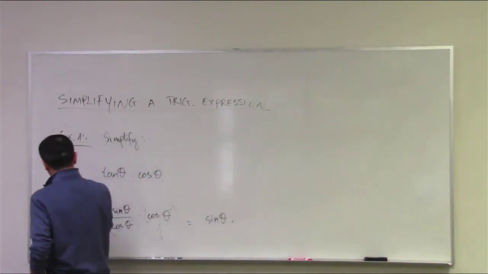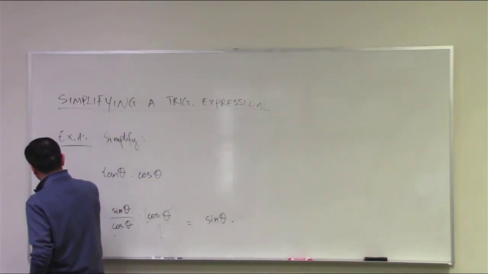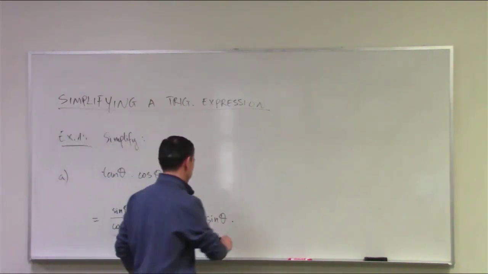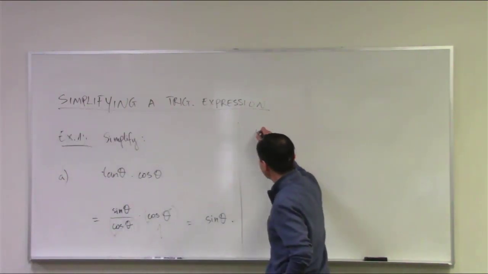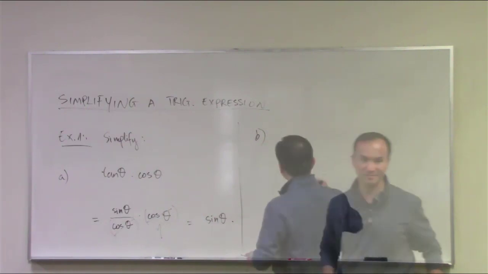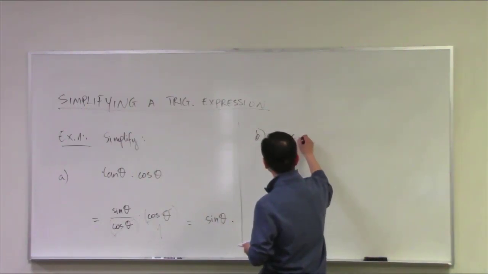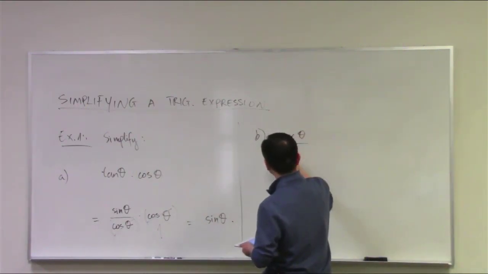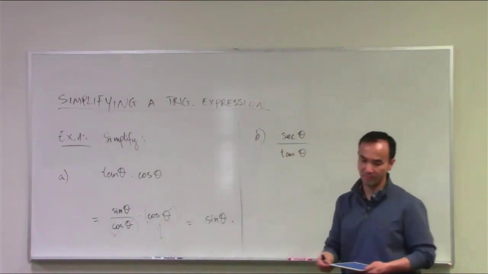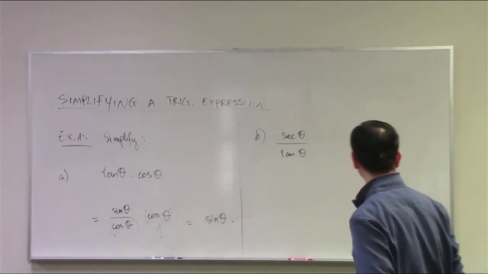And technically, by the end of this example, you already see what's going on. But let's do some more so that you can get a better hang of it. Okay. So what about secant of theta? We want to simplify that. Secant of theta divided by tangent of theta. This should be our last one for today here.